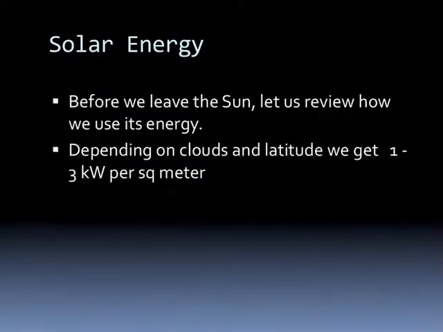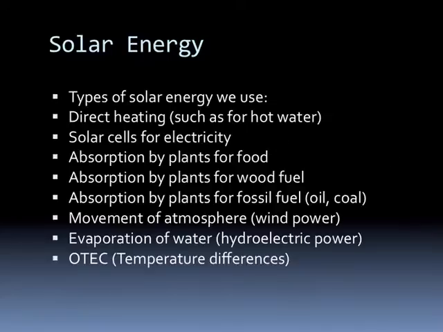Now, before we leave the sun, I want to review how we use its energy. Depending on the cloud layer and our latitude, we essentially get about 1 to 3 kilowatts of energy from the sun for every square meter on the Earth. So there are lots of types of solar energy that we use. The first is, of course, just direct heating. You might put some black pipes out, and we'll get hot water that way. We can use solar cells for electricity.